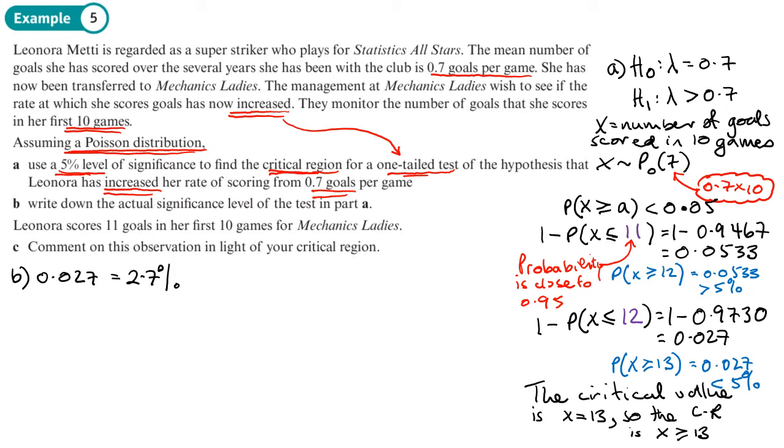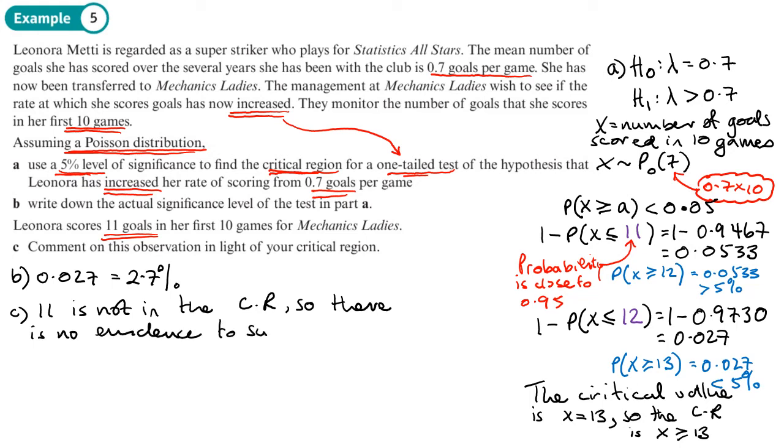Now the last bit, that's just a bit of interpretation. That's just looking at the critical value and comparing it with 11. Now it says that she actually scored 11 goals in her first 10 games. Comment on this observation in light of your critical region. We can write down that 11 is not in the critical region. I'll just put CR. So there is no evidence to suggest the number of goals has increased.